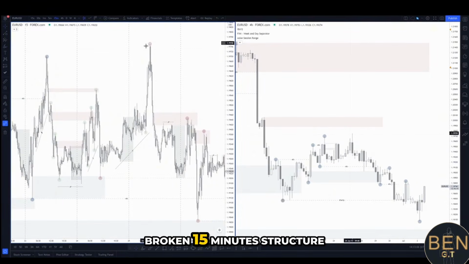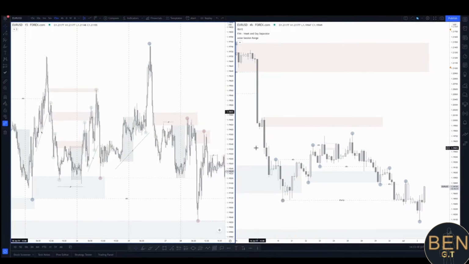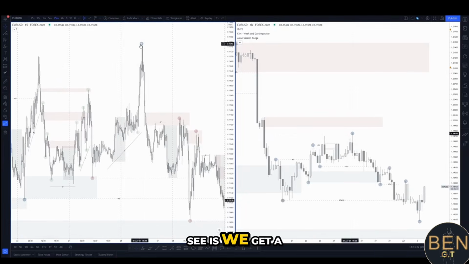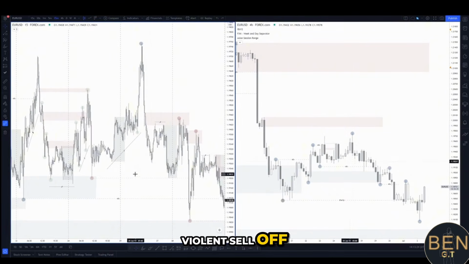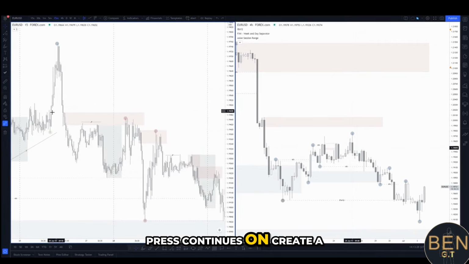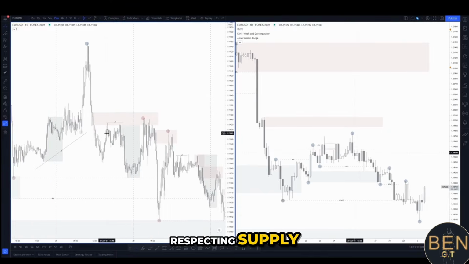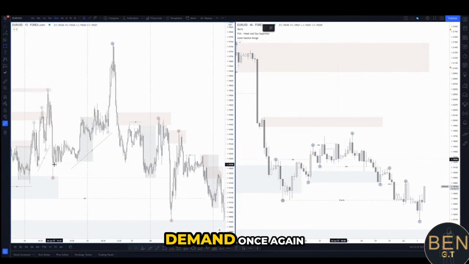So we've broken 15-minute structure, but if we look on the 4-hour, we didn't actually break that 4-hour structure. And what we can do is move this right there, because this would be our highest point within the trend. But we've never actually broken that bit of structure. And then what we can see is we get a violent sell-off. Price continues on. We create a supply zone. Price taps into it. We're respecting supply, and we're starting to break demand once again.